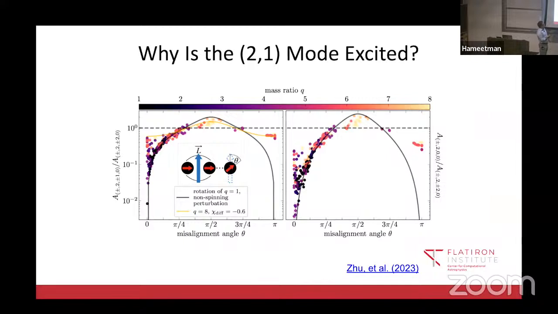Well, it turns out Harrison had an idea as to how the 2-1 mode could get excited. And it has to do with this misalignment angle between the remnant axis, where the modes are defined, and the orbital axis, which is where the perturbation is set up. So the peanut shape, right? The peanut shape is going to be aligned along the orbit of the black holes as they merge. But the definition of the modes occurs in the remnant frame.